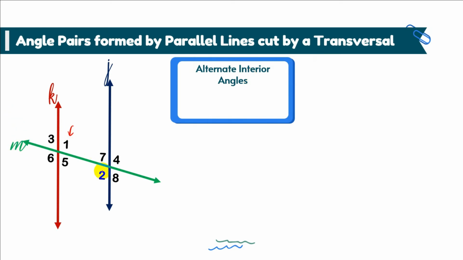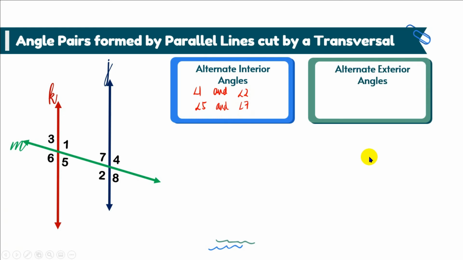So, we have here 1. Ang ka-pair niya ay yung angle 2. Angle 1 and angle 2. While for this one, angle 5, alin naman ang ka-pair ng angle 5? We have angle 7. Okay?